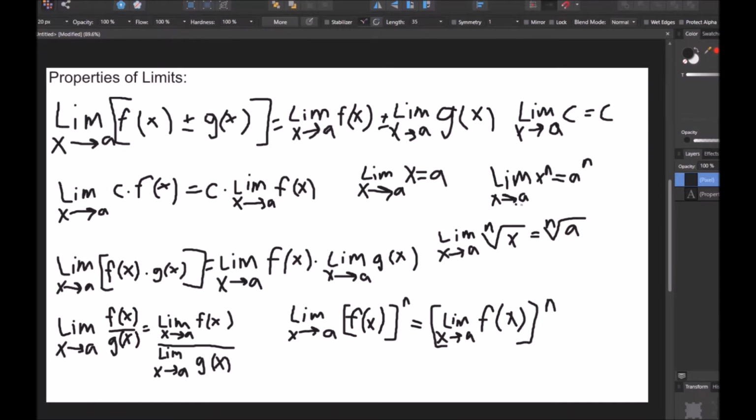Then we have the limit as x approaches a of x to the n, x raised to the n, and that's going to be equal to a to the n, and n is going to be a positive integer. And so similarly, we get the limit as x approaches a of the nth root of x is going to be equal to the nth root of a. So that makes sense. It's kind of like the inverse of the exponent rule right there. And then we also have the limit as x approaches a of f of x to the n is going to be equal to the whole limit raised to the n. So those are your properties of limits.